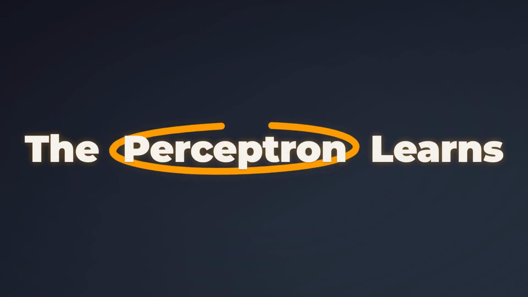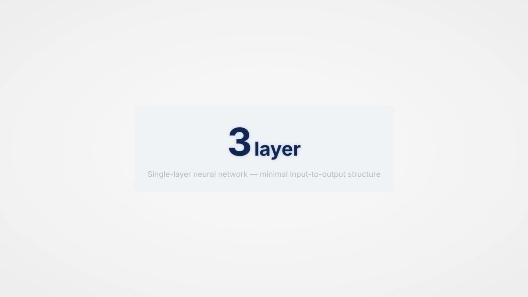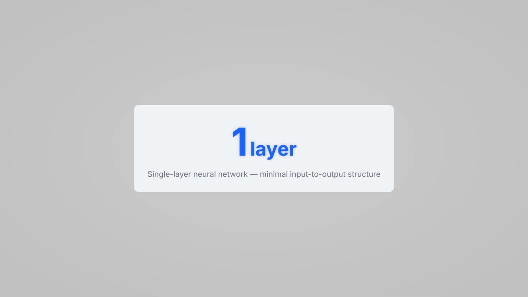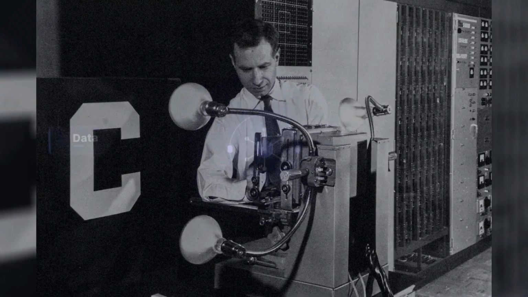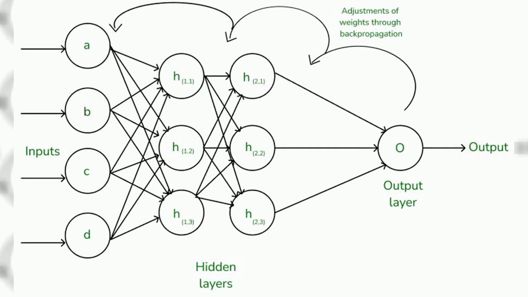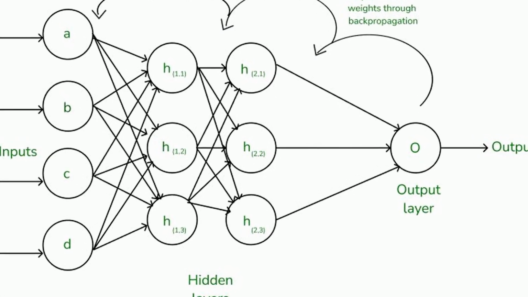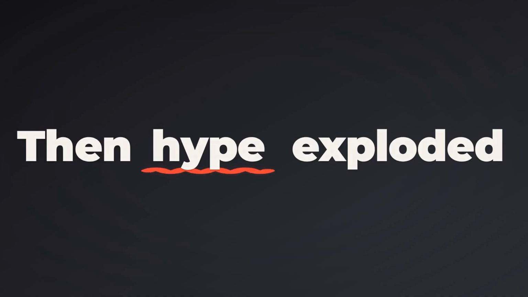In 1958, a psychologist named Frank Rosenblatt built on McCulloch and Pitts's work and created something called the perceptron. It was a single-layer neural network, one layer of these decision-making monkeys, and it could learn. You'd show it data, it would make a guess, and if the guess was wrong, it would adjust its weights, adjust which clues it trusted more or less, and try again.